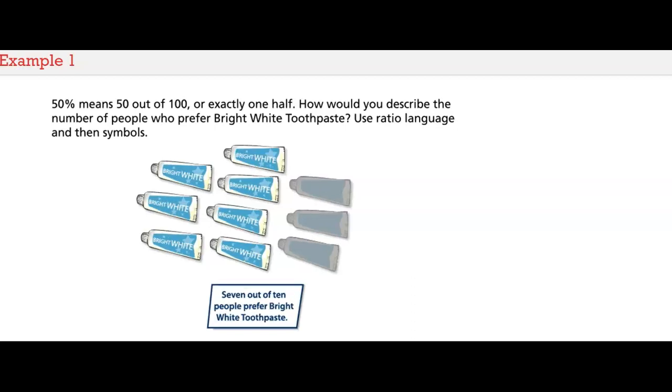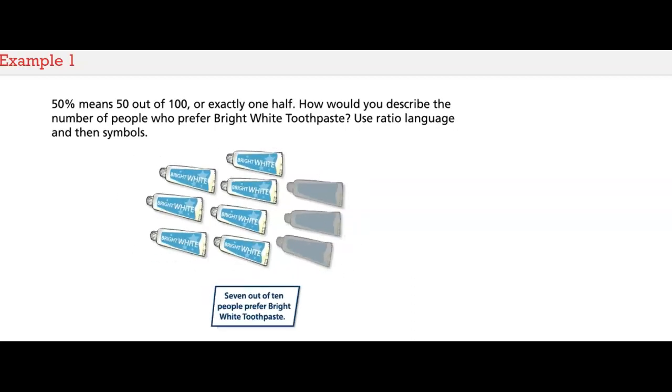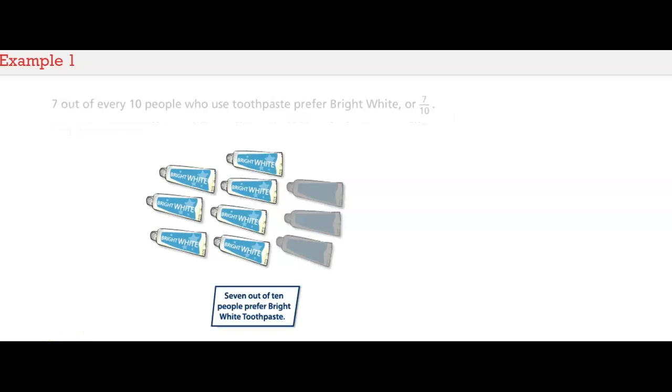How would you describe the number of people who prefer bright white toothpaste? Use ratio language and then symbols. 7 out of every 10 people who use toothpaste prefer bright white, or 7/10.